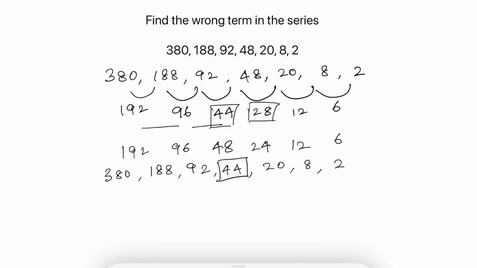So the incorrect term is 48. 48 should have been replaced with 44. Try to solve these kind of problems. I will provide more of such sequences in the next coming videos.